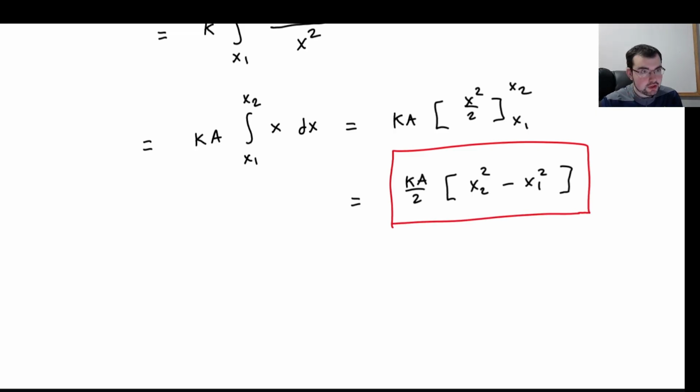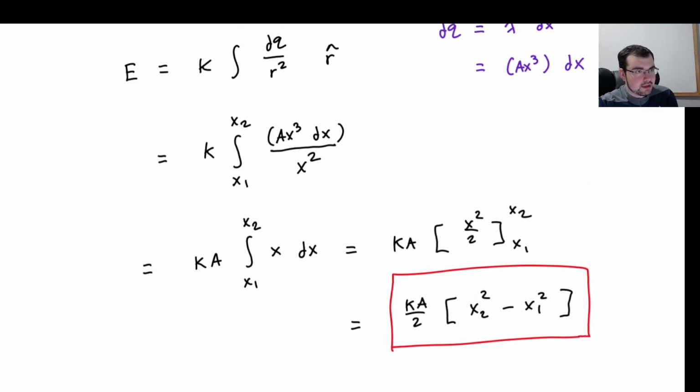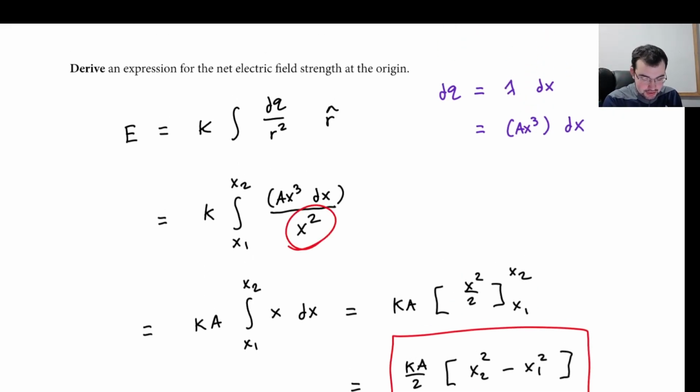If you did the potential, it would be the same story, except you'd get a different power because you'd be dividing by an x instead of x squared. So you'd get the cubic variation of this.